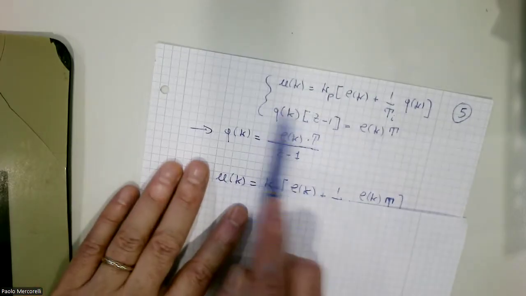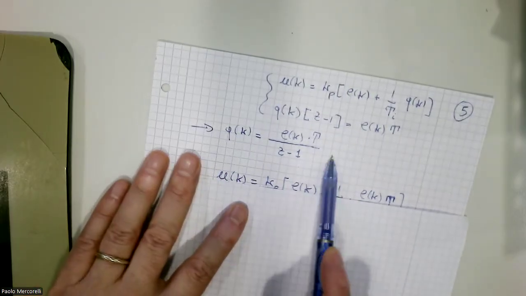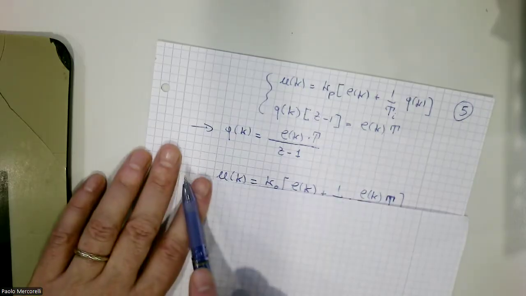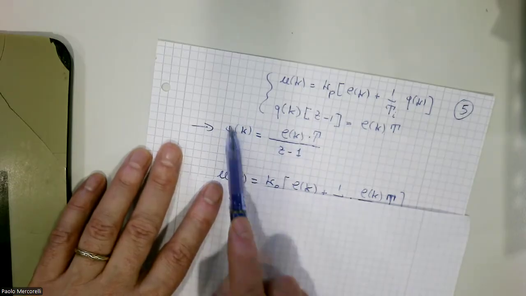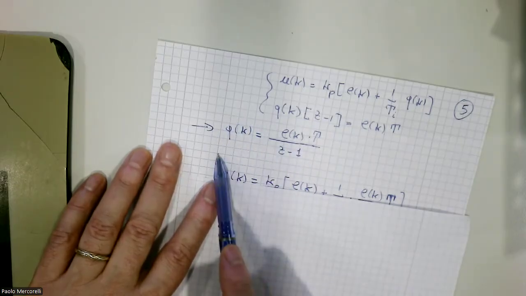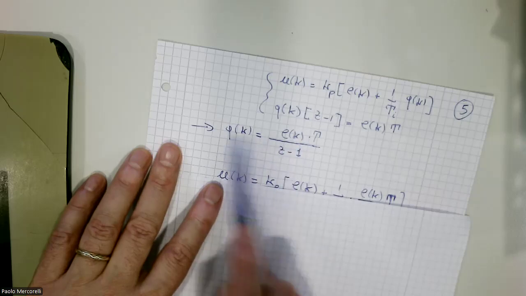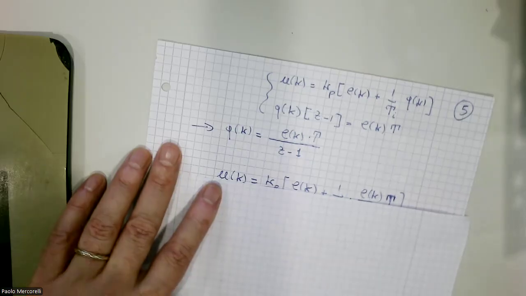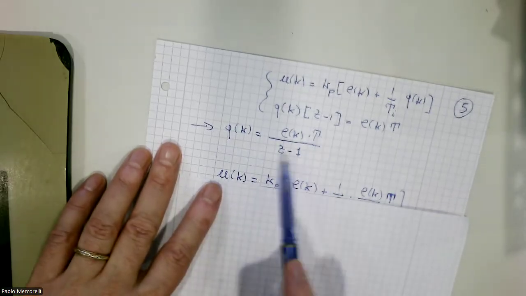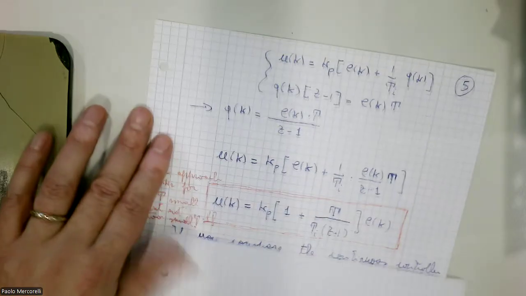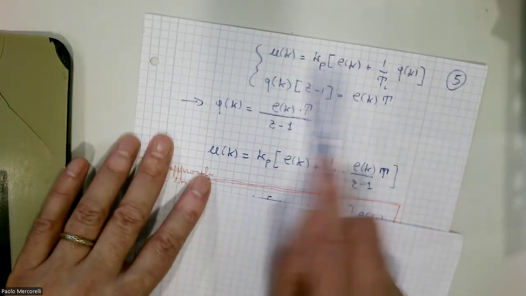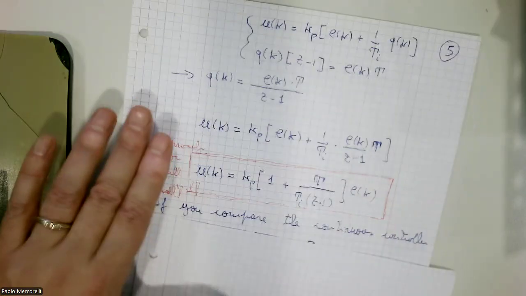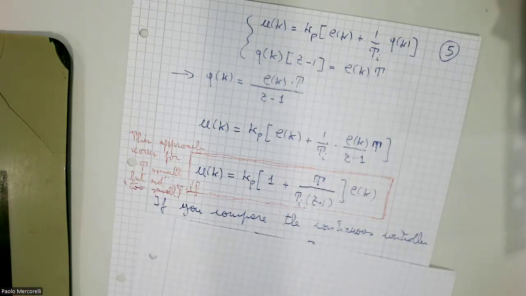Now, from this second equation, we can obtain the transfer function between the integral and R. Q of K divided by A of K, the transfer function between the integral of the R, or in some literature, the R is the integral, is T divided by Z minus 1. We can now consider this expression in equation 1 to obtain, at the end, the transfer function between error and output of the controller.